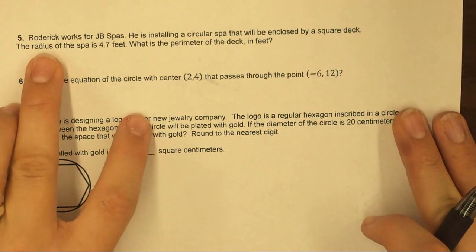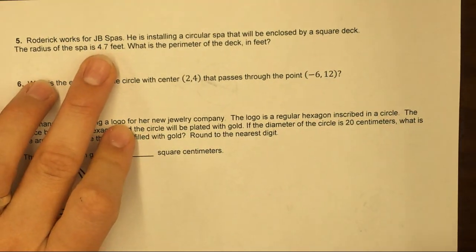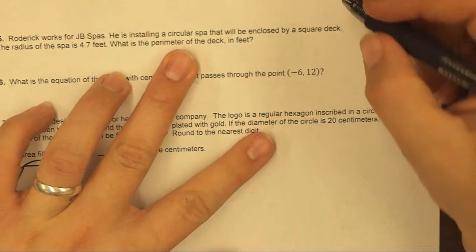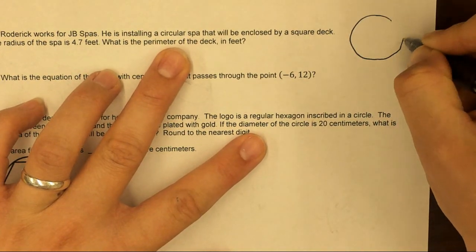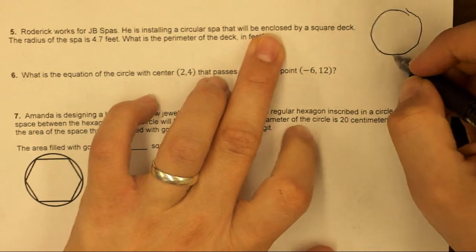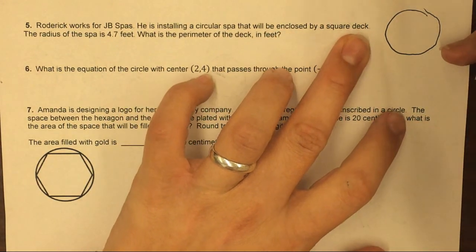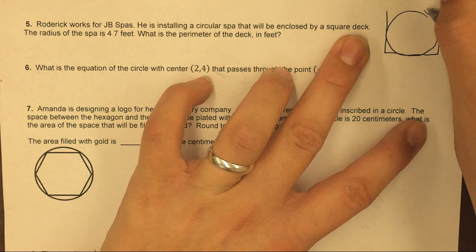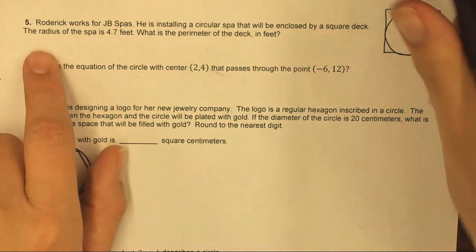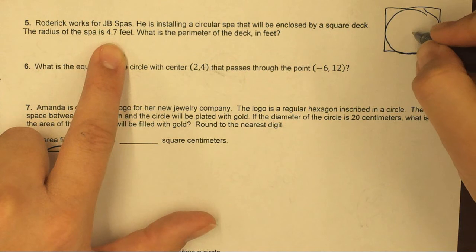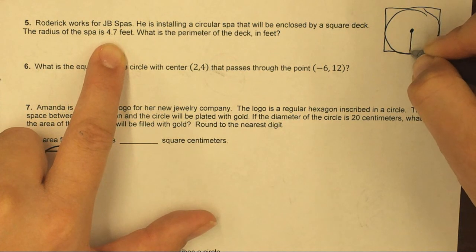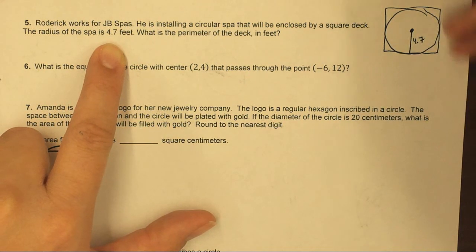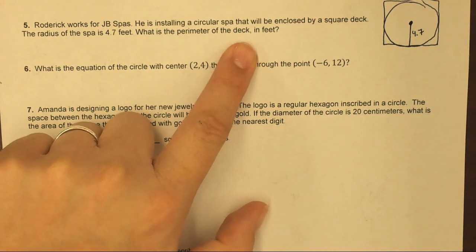Number 5. Roderick works for JB Spas. He's installing a circular spa. Let's do a picture. That will be enclosed by a square deck. So now I got a square deck that encloses the spa. Love pictures. The radius of the spa is 4.7 feet. So from here to here is 4.7 feet. What's the perimeter of the deck in feet?